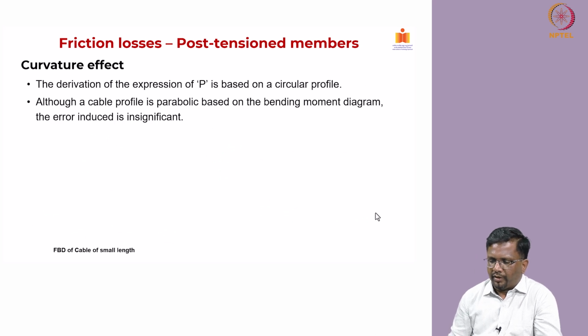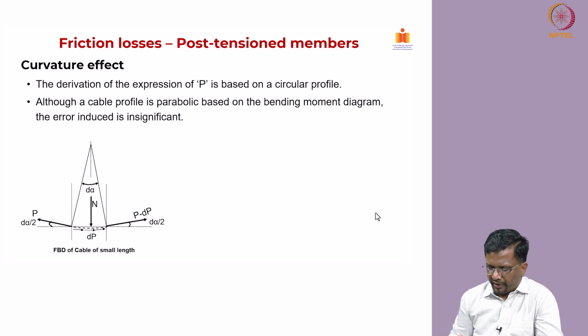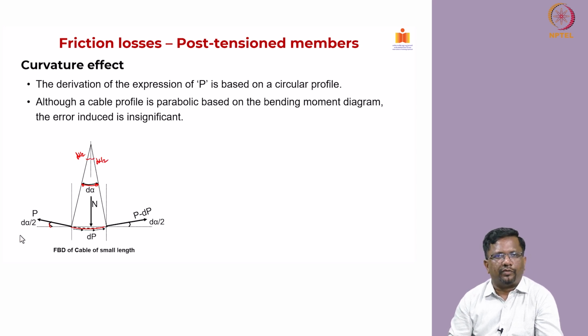Now I am going to take a small free body diagram of a cable of a small length, okay. I am looking at only the free body diagram of the cable, okay. Now you see here this particular cable profile, it is making an angle d alpha, okay. And if I draw a vertical line right in the middle, this is going to be d alpha by 2, and this is also going to be d alpha by 2. Then from trigonometry you can find that with respect to the horizontal this force is going to make an angle of d alpha by 2, right.